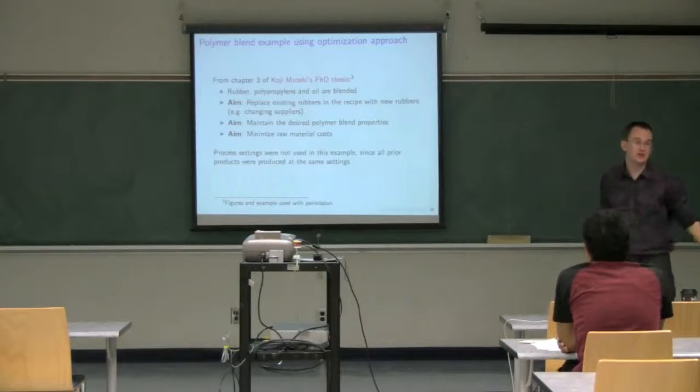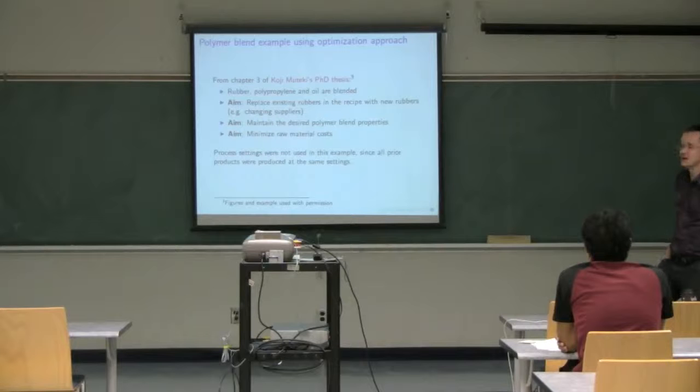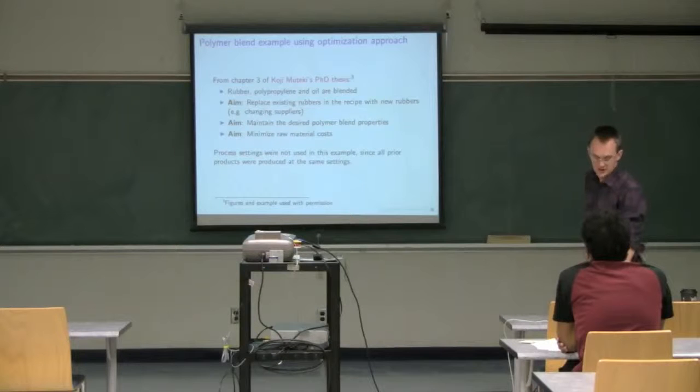And they do solve quite quickly. Those problems are not big problems by any means compared to the optimization problems that you guys in the control group typically solve. This is a pretty small problem and usually solves right away. So chapter 3, Koji's thesis, this is the case study we're going to look at next.